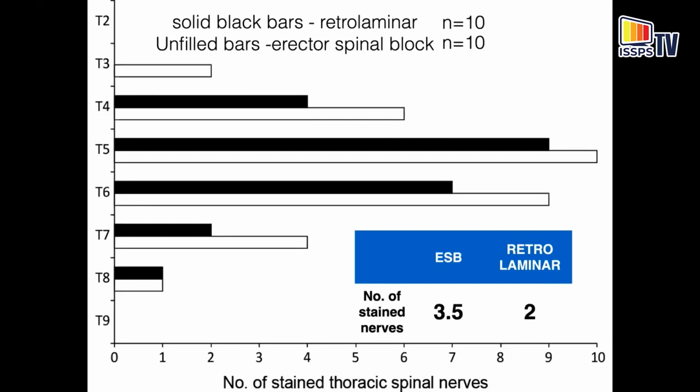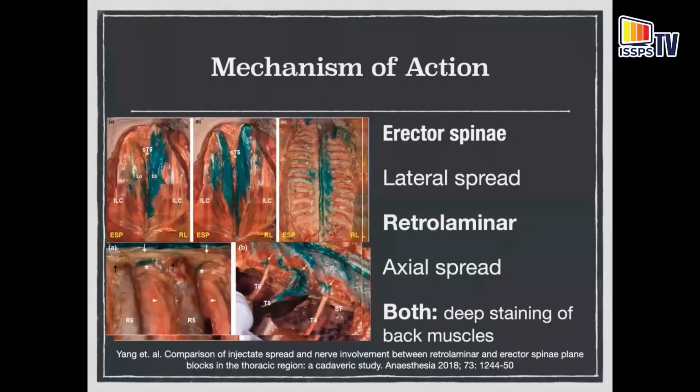But this is the main point I'd like to make. Regardless of the technique, regardless of Erector Spinae or retrolaminar block, most of the spread was posterior. Most of the dye spread posterior to the transverse process, not anterior to involve the thoracic spinal nerves. You can see in the image on the left the deep staining of the Erector Spinae muscle. Both techniques resulted in deep staining of the Erector Spinae muscle.